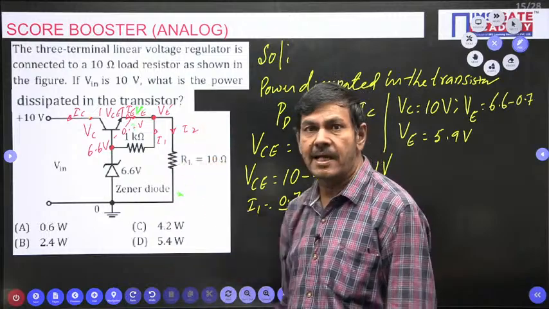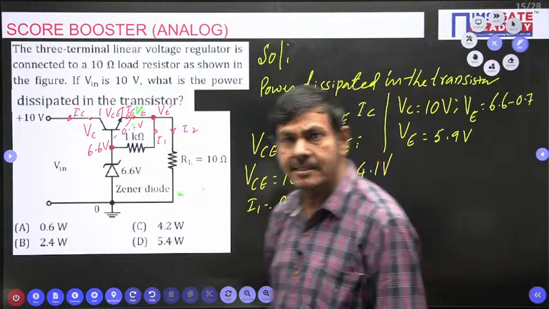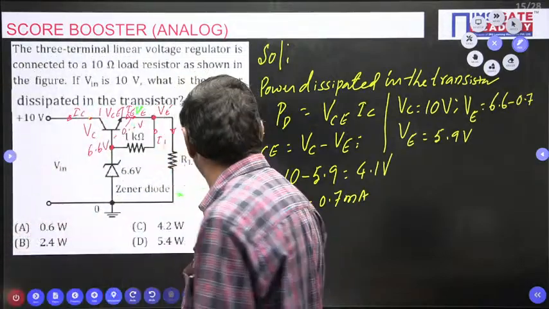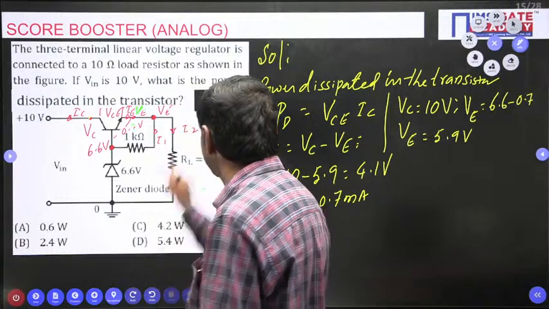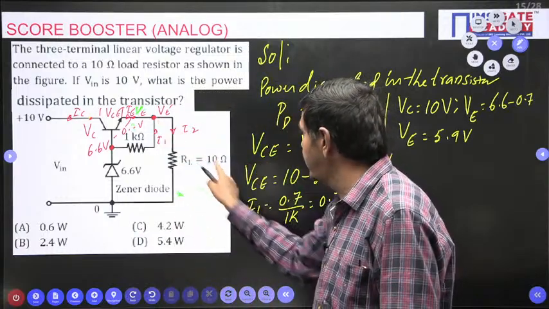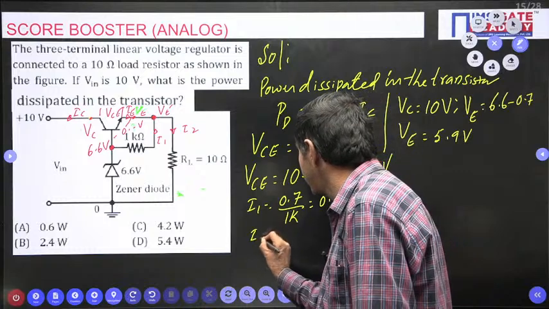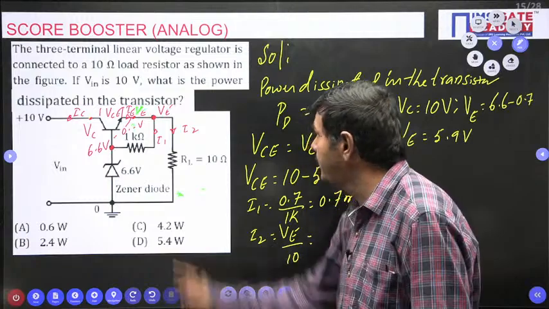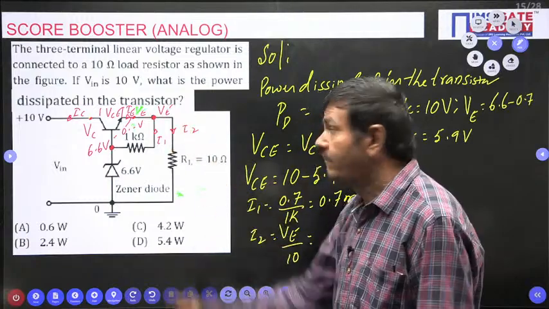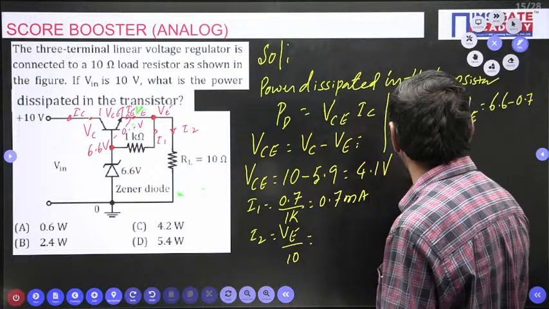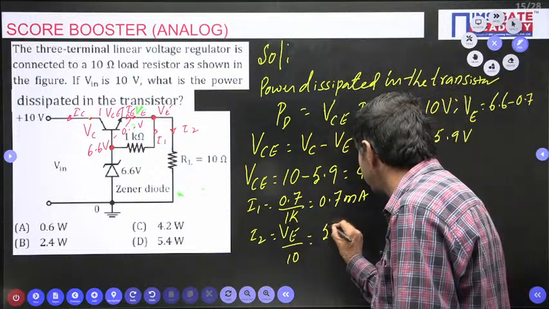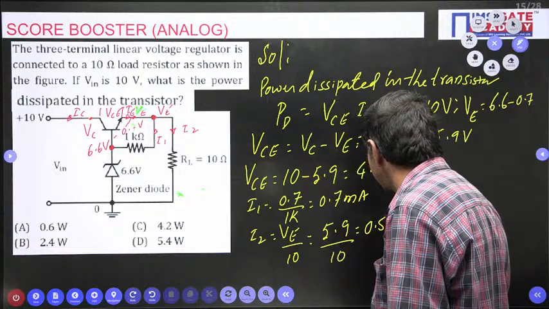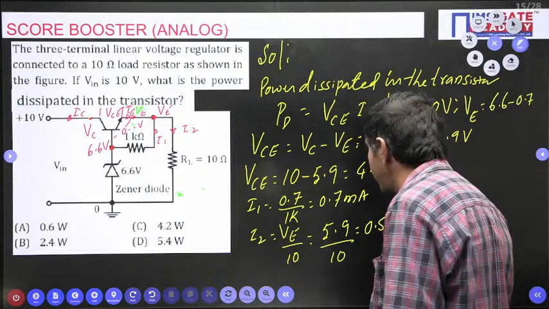What about IE, sir? Something is written, 1.29. What is 1.29? Yes, I will do it now. I2 is nothing but VE by 10. VE we already got as 5.9, divided by 10. It becomes 0.59 amperes of current passing this side.